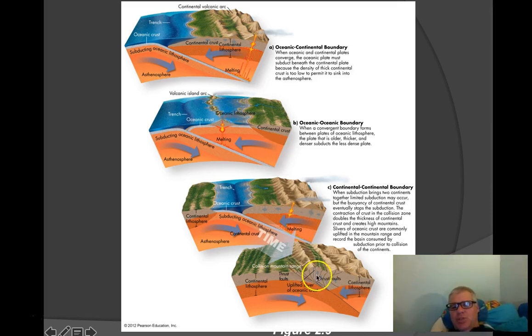But one of the things that can happen too is that eventually, like what you see with India and the rest of Asia, the two plates have come together. There's no ocean anymore. It's just two continents. And you don't really get volcanism, but you do get earthquakes and you get crumpling, and this creates large mountain ranges. For instance, the Himalayas are created when you have two continents essentially coming into each other like that.